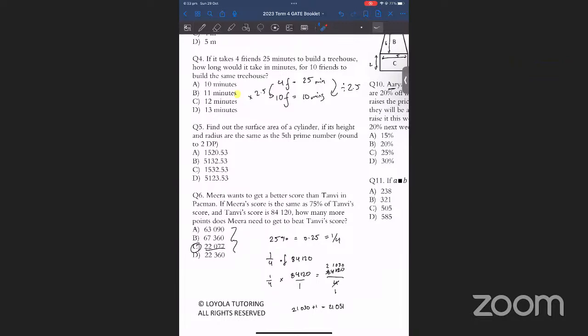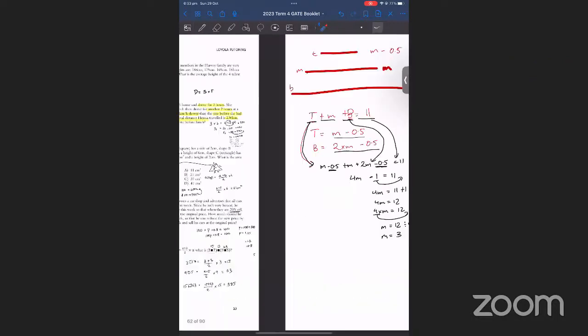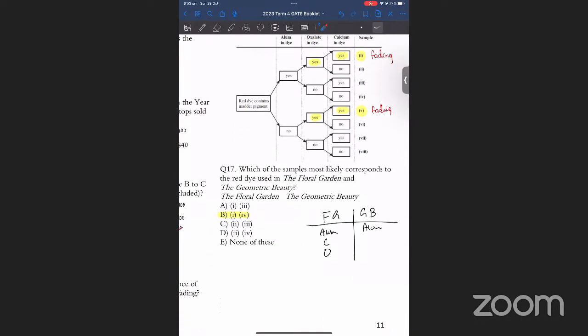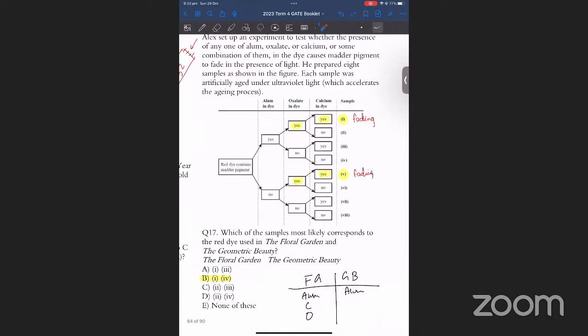Can you summarize 17? Yeah, we've already done 17 twice now, but I'll show it to you again. Basically, it says Floral Garden has alum, calcium, and oxalate. Geometric Beauty only has alum. So to find Floral Garden, we need to say yes to alum, yes to oxalate, and yes to calcium. So Floral Garden is sample 1. Geometric Beauty is yes to alum, but no to oxalate and no to calcium. So that's why Geometric Beauty is sample 4. Okay? Okay.